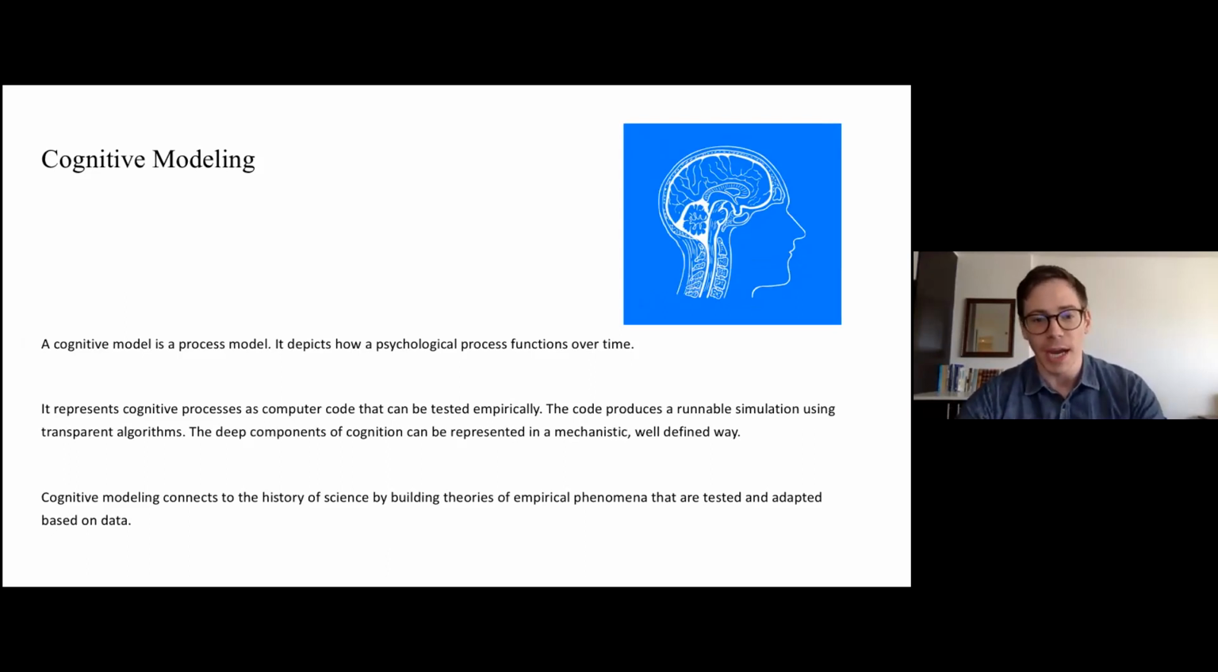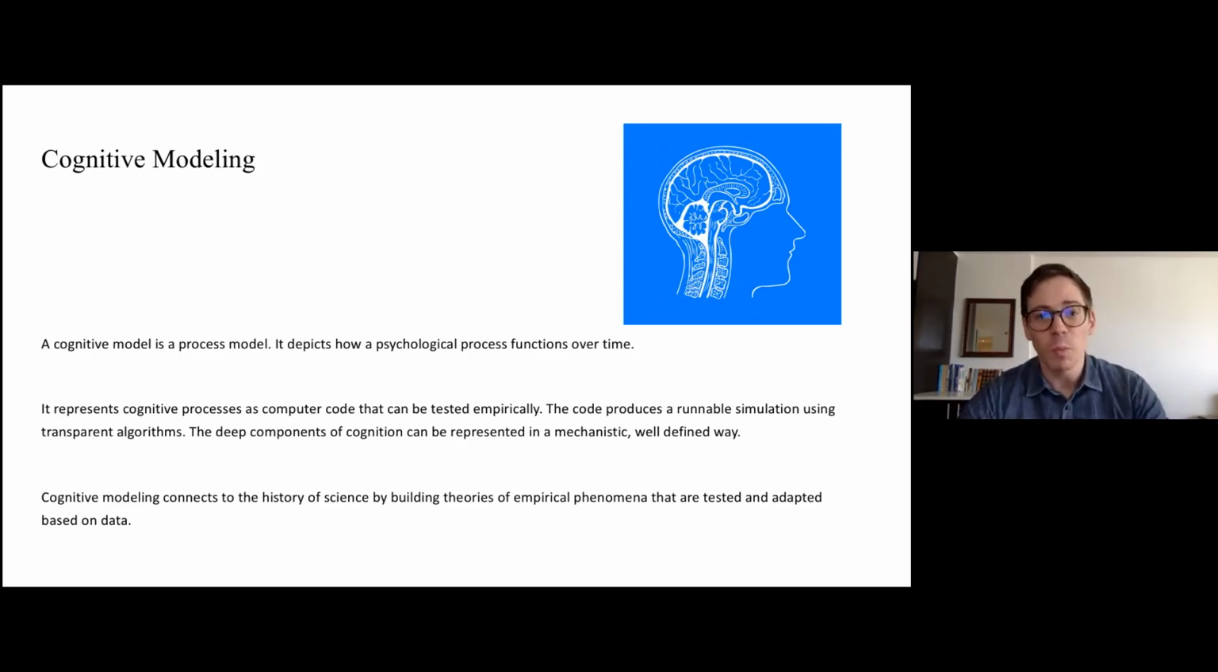But it tries to depict how psychological processes function over time. And it represents cognitive processes as computer code. Now, it's a bit scary. We won't really get into code because it still freaks me out a bit. But this code instantiates neurological data. It can be tested empirically. It produces runnable simulations using algorithms.